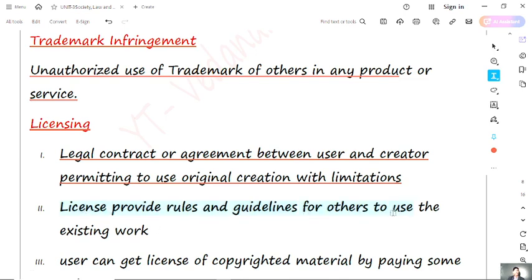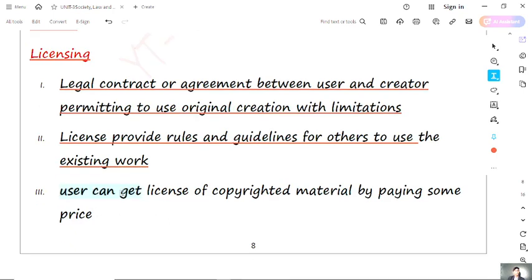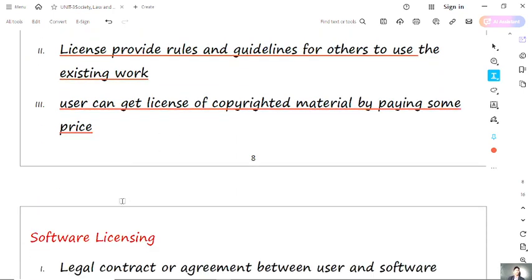A license provides rules and guidelines for others to use existing work. If you are taking a license of something, you have to follow some guidelines of the original owner. The third point is that a user can get a license for copyrighted material by paying some price. If I want to use someone's song in the background, I have to take permission from the original creators, and for that we have to pay a price. Then we are authorized to use it.